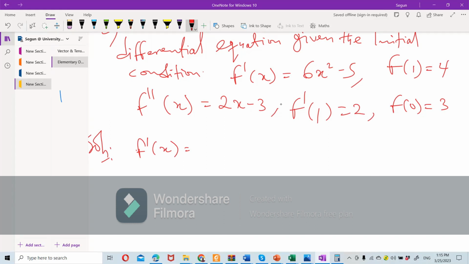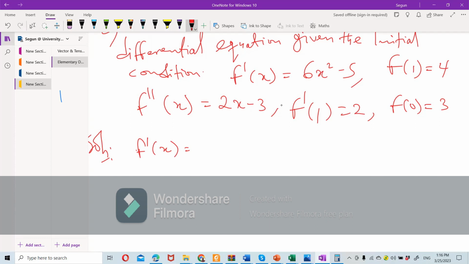It's the same thing as dy/dx. That is the first derivative. Do you agree with me? Yes, sir. That is the first derivative. f double prime of x is the second derivative. Then f of x is y. So please take note of that.